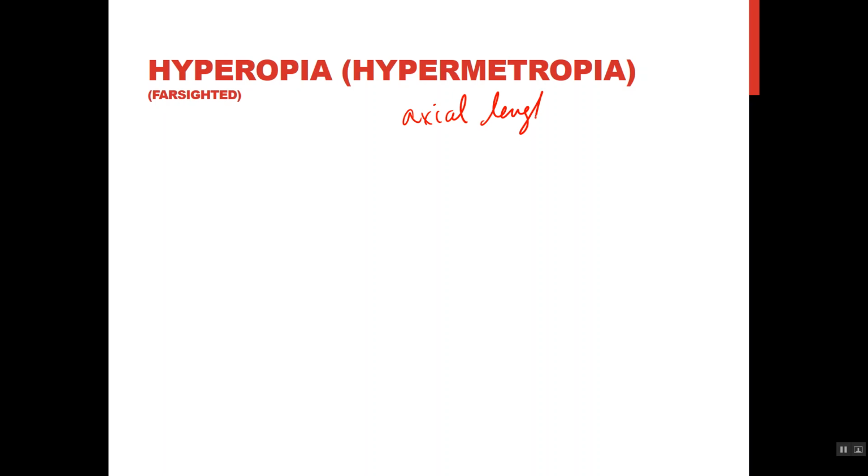All right. Let's talk about hyperopia, also referred to as hypermetropia. I don't know why there's two names for this. They're the same thing. And this is referred to as being farsighted. Farsighted means that you can see things that are far away, but you cannot see things that are close. And this is an example of when your axial length is shortened.